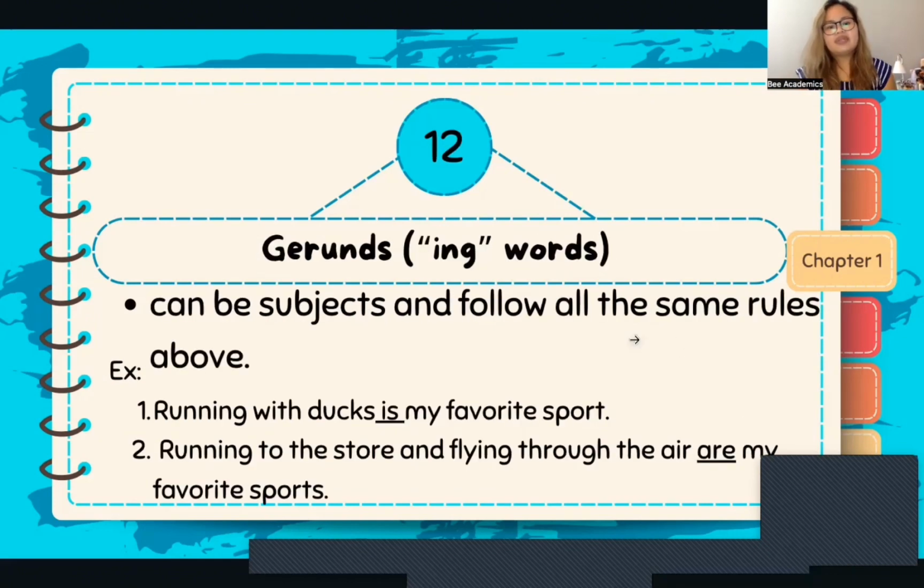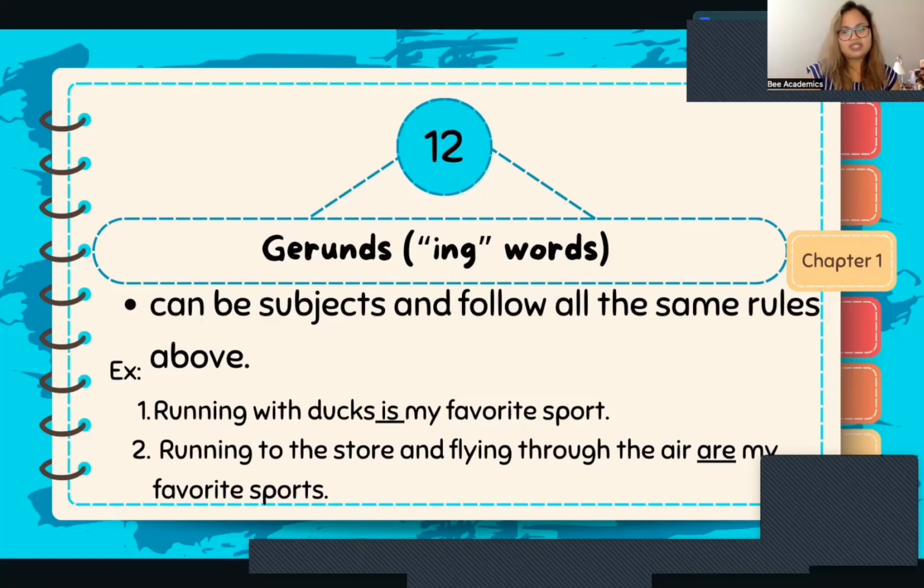All right. Number 12, gerunds. These are the verbs, okay, that end in ing and act as a noun. So these are the gerunds or ing words. They can be subjects and follow all the same rules that we talked about. For example, running with ducks is my favorite sport. Running is my favorite sport. You take away the ducks, okay, because running here is a gerund.